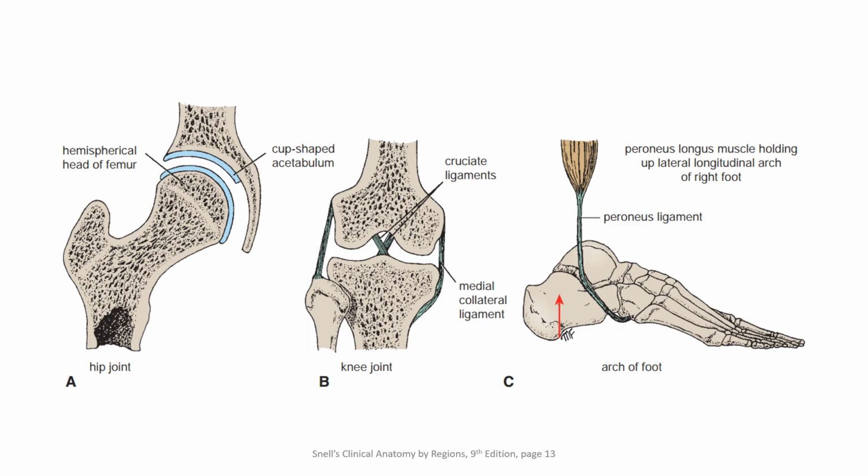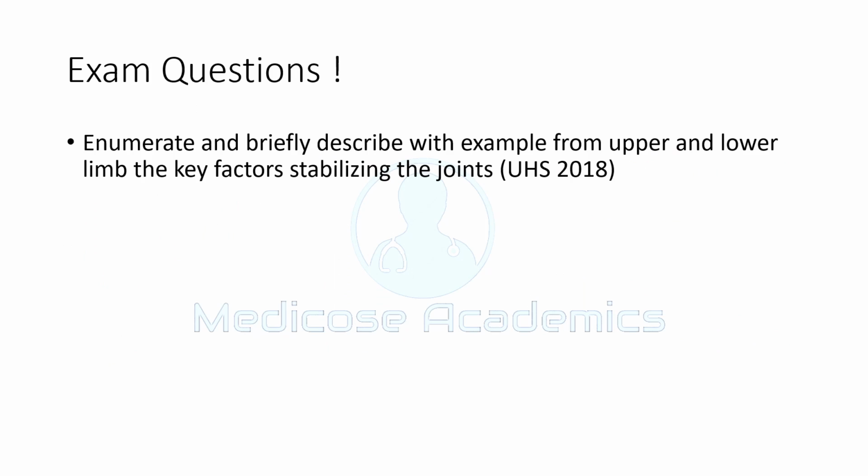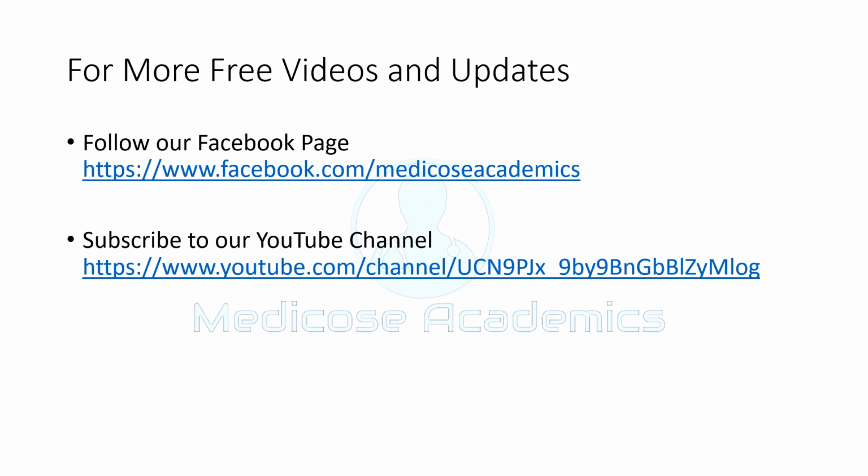So here you can see that congruent surfaces of the acetabulum are shown, ligaments are shown, muscle tone is shown, and the arches of the foot are maintained by a lot of ligaments. We can discuss that in gross anatomy. Enumerate and briefly describe, with examples from upper and lower limb, the key factors stabilizing the joints. We discussed them just now.